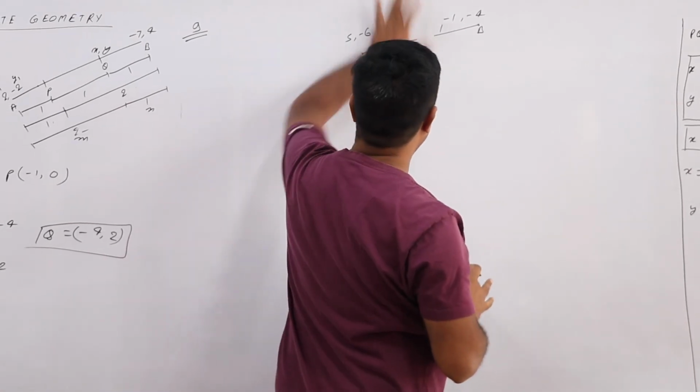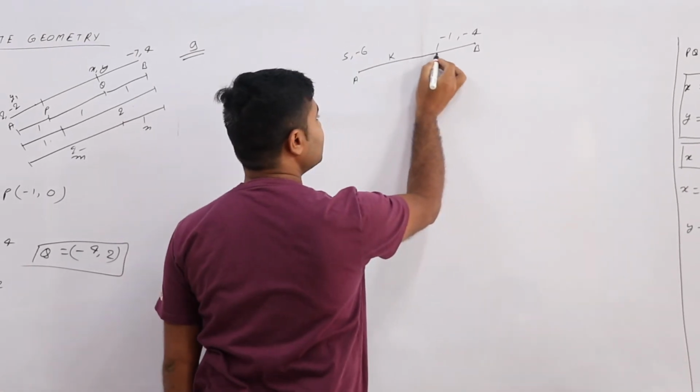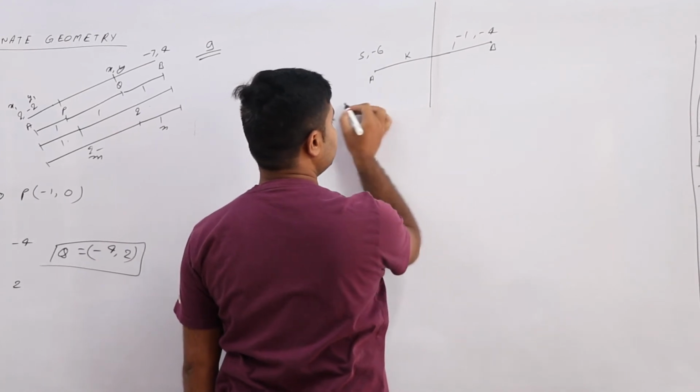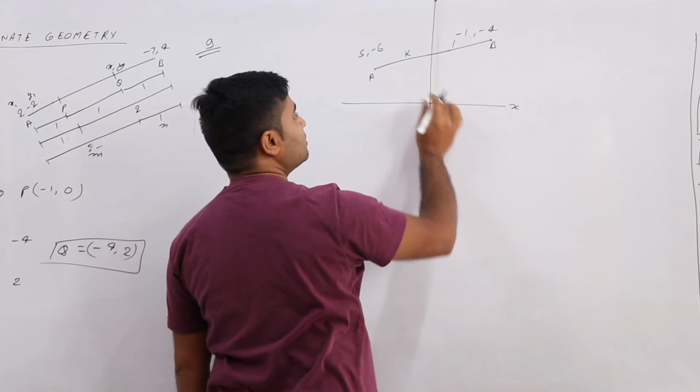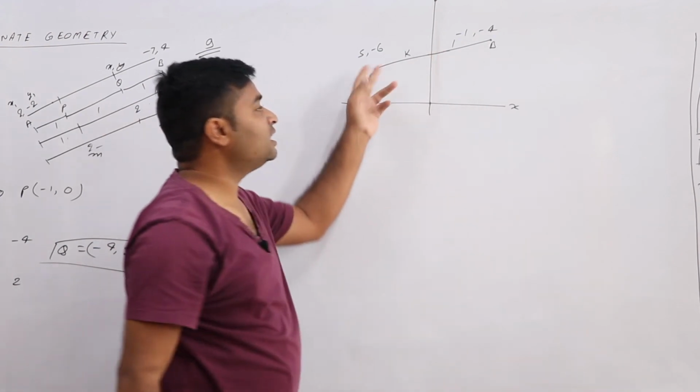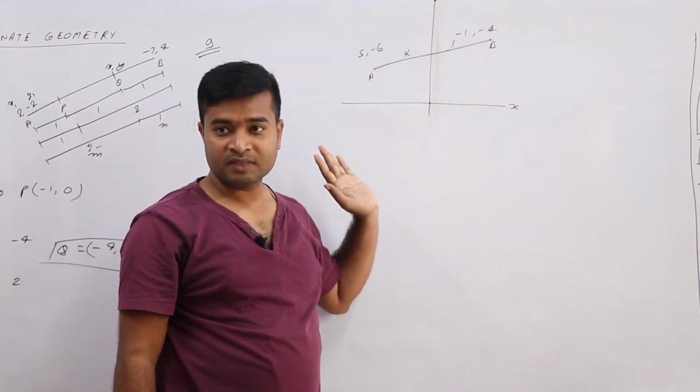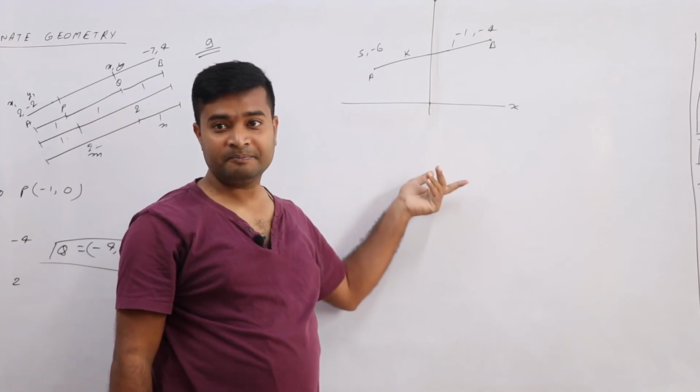I'm making correct or wrong. This is the x-axis. This is the y-axis. Now this line is divided by the y-axis. Now understood? Yes, sir. Acha. Why is the y-axis given?